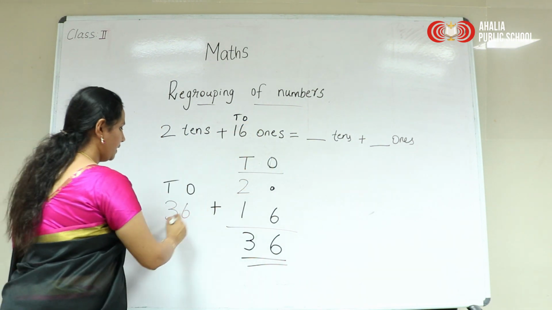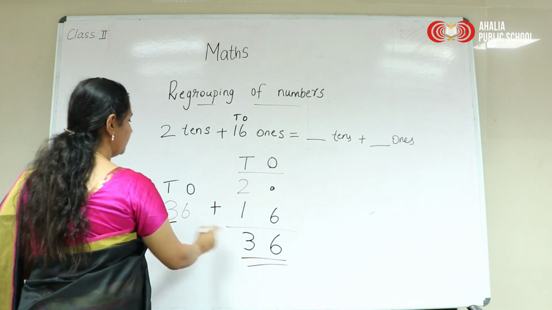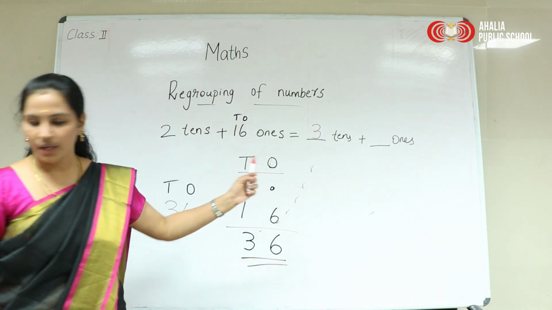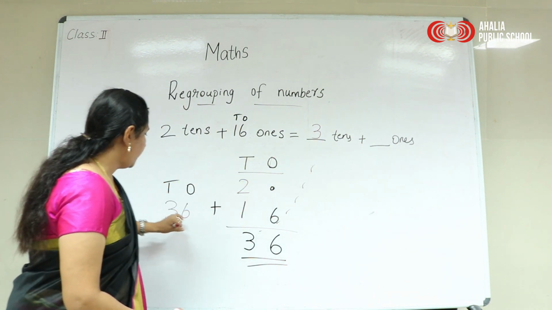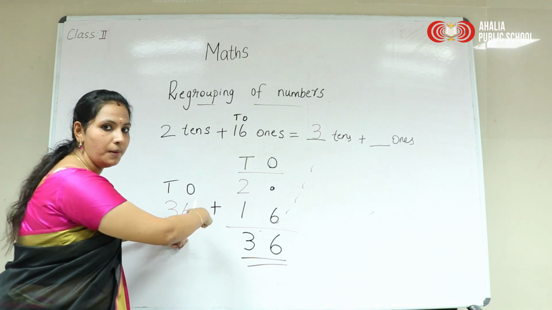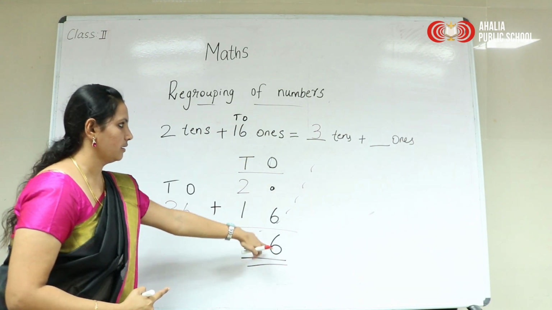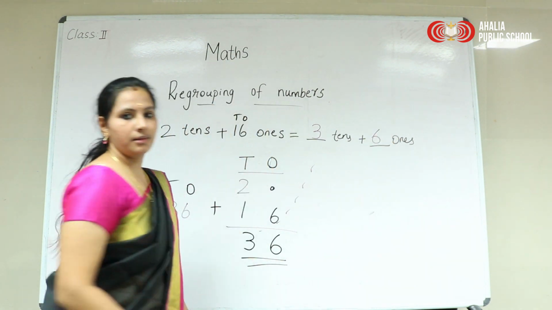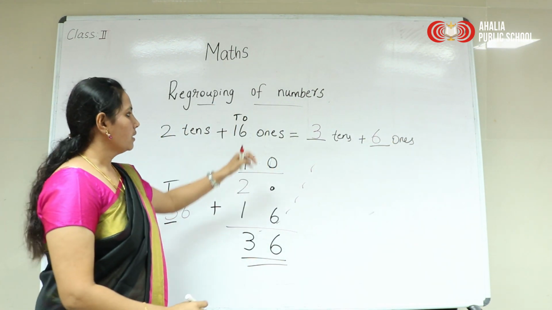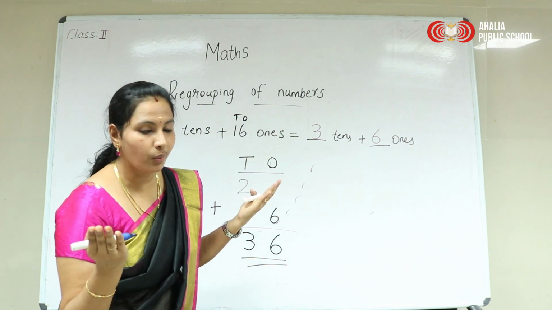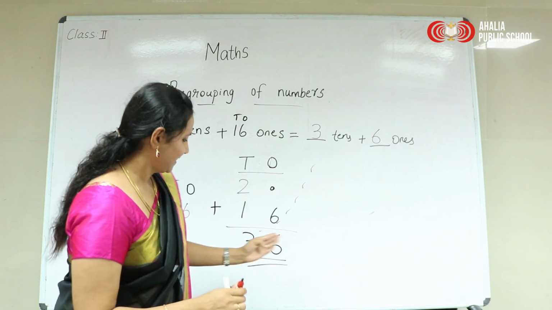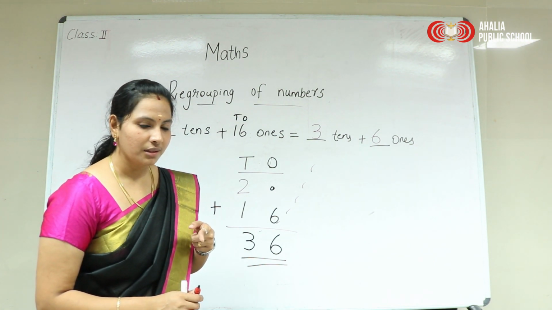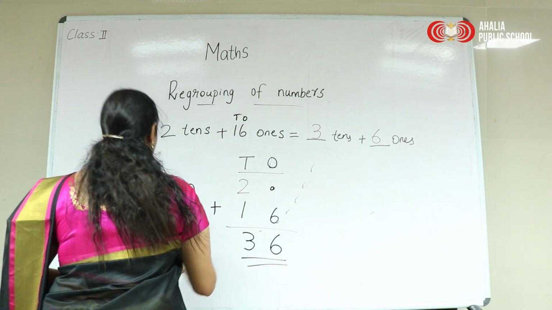What is in the tens place here? 3. So we shift this 3 into here. 3 tens. Then which is in this ones place here? 6. So we shift the 6 into ones place. Right? So 3 tens plus 6 ones equal to 36. Now you got it, yes? Let me show one more example.